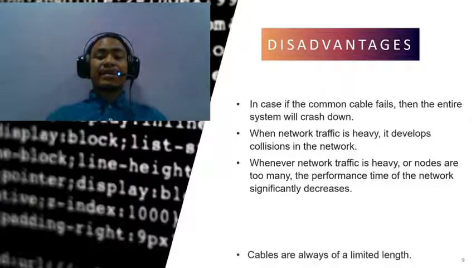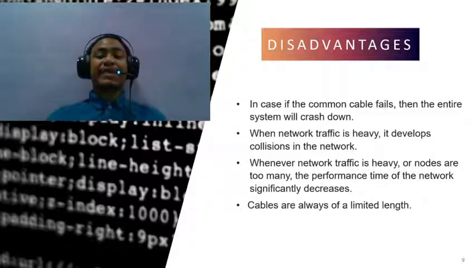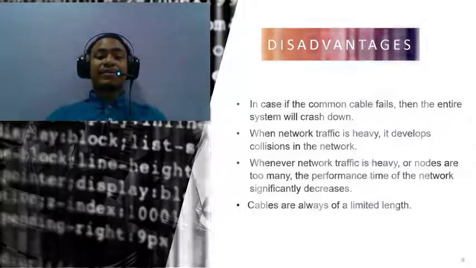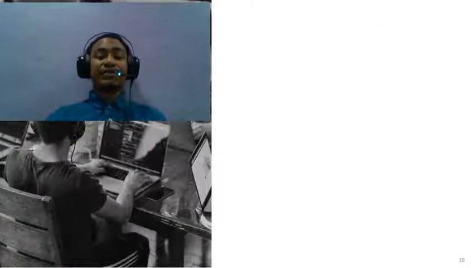Bus topology cables always have limited length. When using bus topology, it is difficult to identify the problem if the entire network shuts down. Bus topology is not meant to be used as a standalone solution.